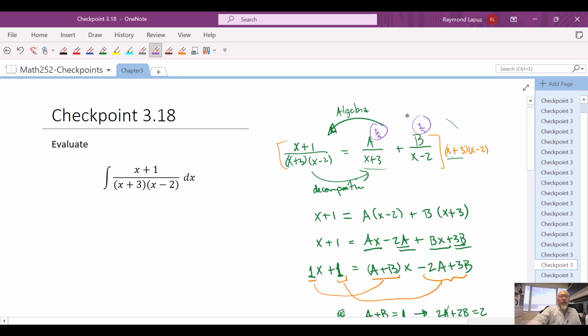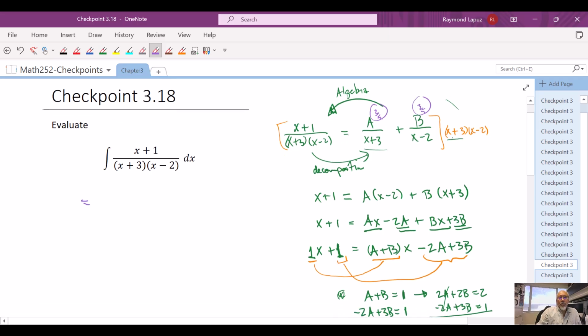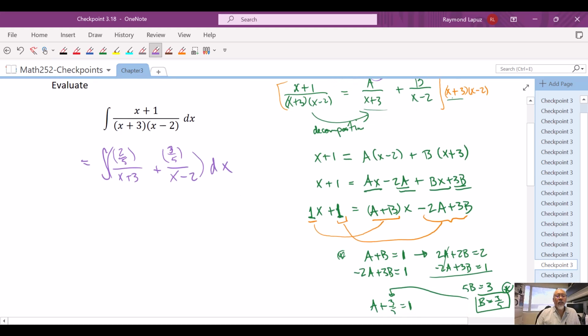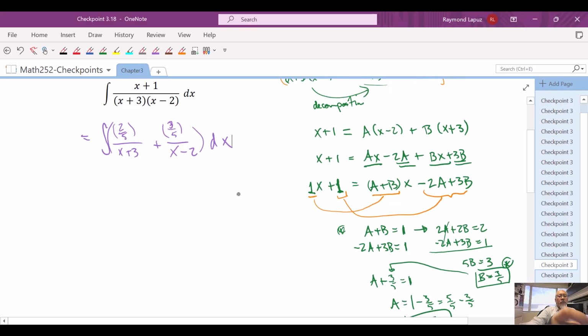And now I can rewrite my complicated looking integral by writing it as a is equal to 2/5 divided by x plus 3, and then b is equal to 3/5 divided by x minus 2, and that is my new integral, which I can break apart, separate, and integrate term by term.